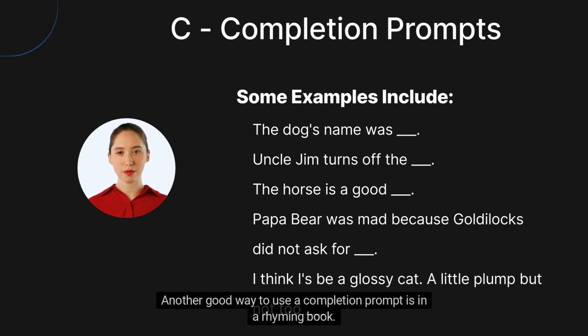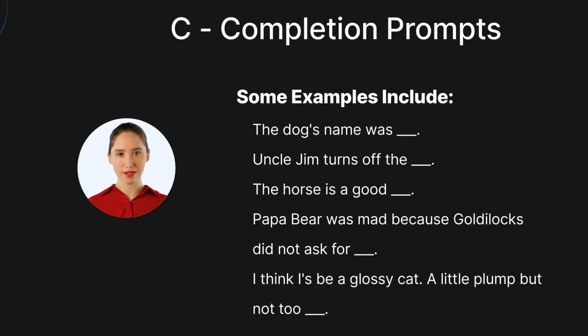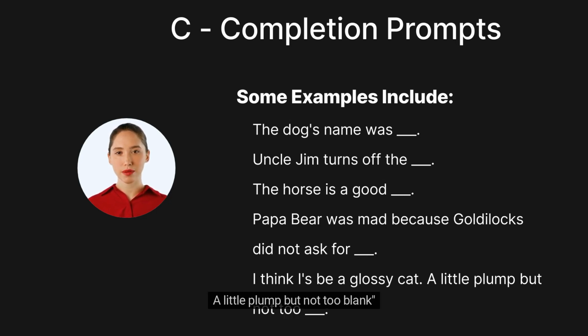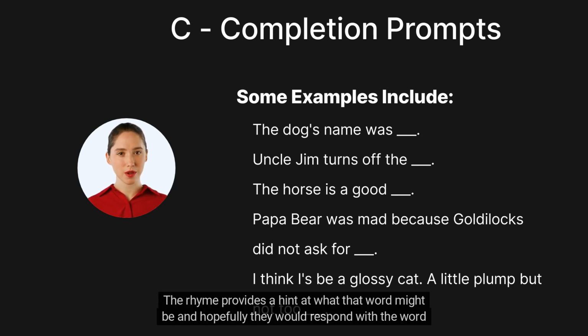Another good way to use a completion prompt is in a rhyming book. For example, if you are reading and saying the following line, "I think I'd be a glossy cat, a little plump but not too..." The rhyme provides a hint at what that word might be, and hopefully they would respond with the word fat.